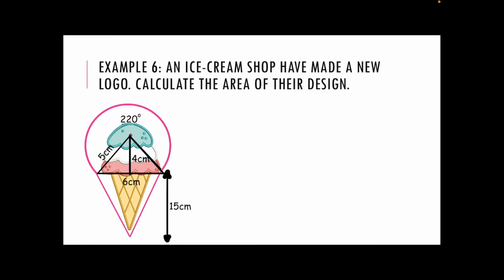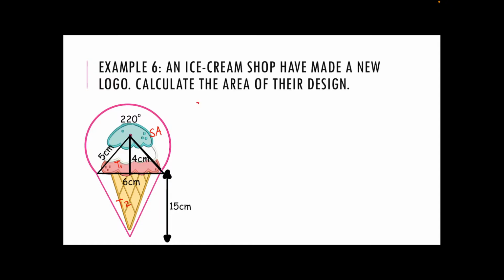For example 6, an ice cream shop have made a new logo and they want us to calculate the area of their design. So the first thing that we've got then is a sector, so we'll want to find the sector area. I'm going to call this one triangle 1 and this one triangle 2, so that I can find all of the different areas.